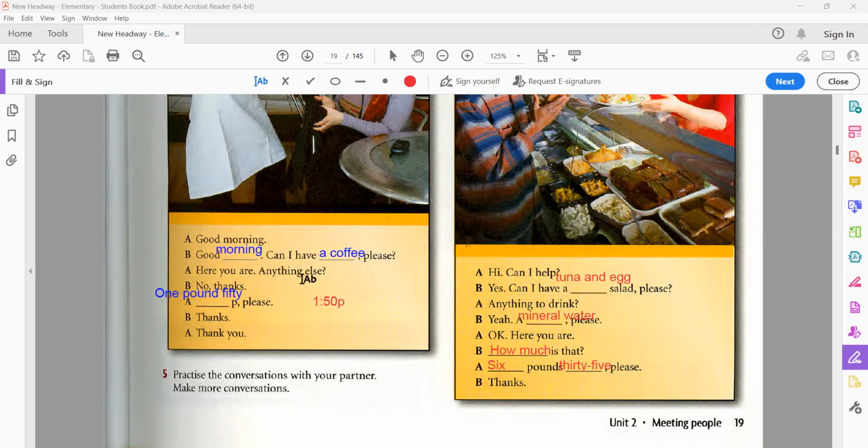Or can I have another sandwich? Here is the price, £1.50. You can write it like this, or £1.50p. Thanks, thank you. The second one, can I have a tuna and egg salad, please? So we use again, can I have anything to drink? Yeah, a mineral water, please. Here you are, so he gives you what you asked for. You ask about the price, how much is that? This is the price. You say thanks and goodbye.